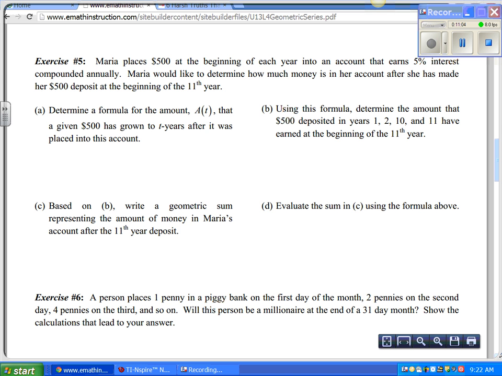All right, so we're going to determine a formula for the amount, A of t, that a given 500 has grown to t years after it was placed into the account. So we're looking for a formula, A of t. You have done these before. This is not new. We have a formula for when we're talking about interest. Who remembers it? Okay. A equals P times e raised to the rt. We're going to use it for compounding continuously. Are we compounding continuously? We're compounding annually. Different formula.